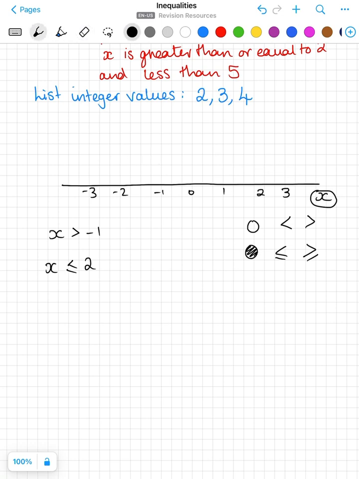Let's try one more. X is greater than or equal to minus 2, but less than 3. So this time we're using 2 circles to show that our integer value of x is somewhere between these 2 values.